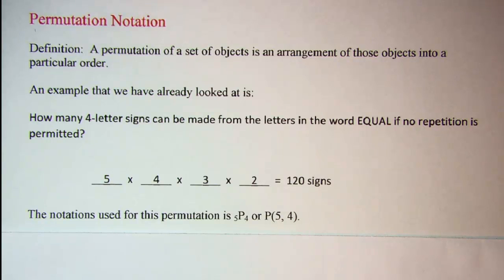The notation that we use for permutation, we sometimes see with a subscript in front and in back. The one in front represents the total number of objects that I'm picking from, and the subscript in back represents how many that I'm arranging at any given time. So this is the number of permutations of 5 things, choose 4 at a time. And then sometimes you'll see those numbers in parentheses.